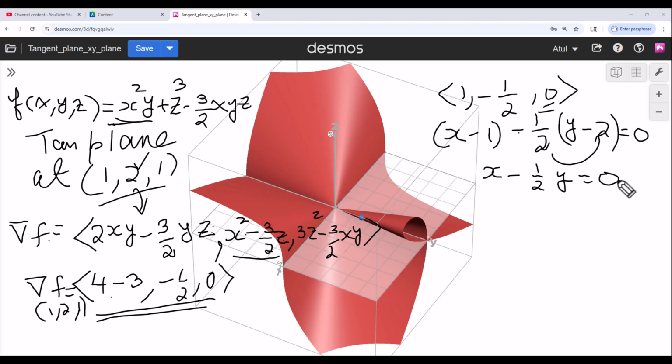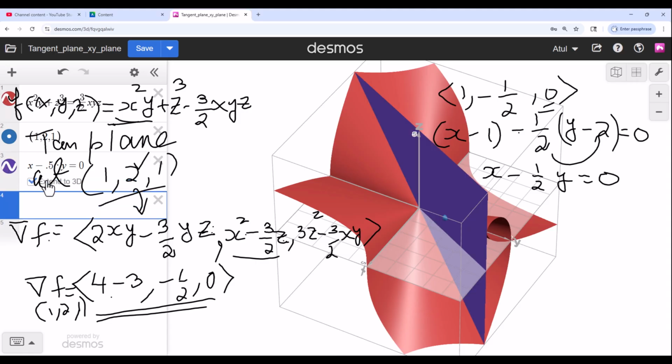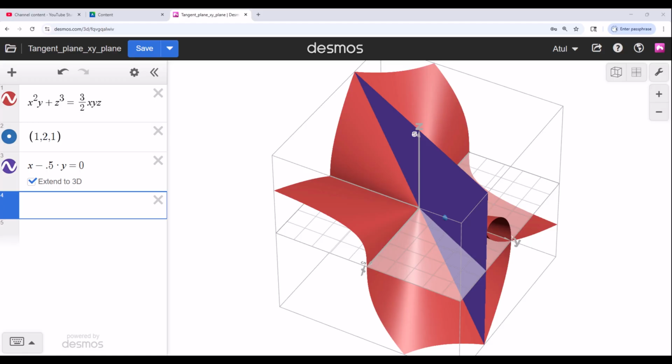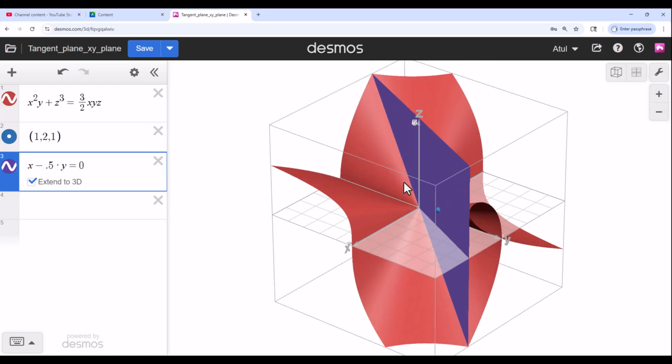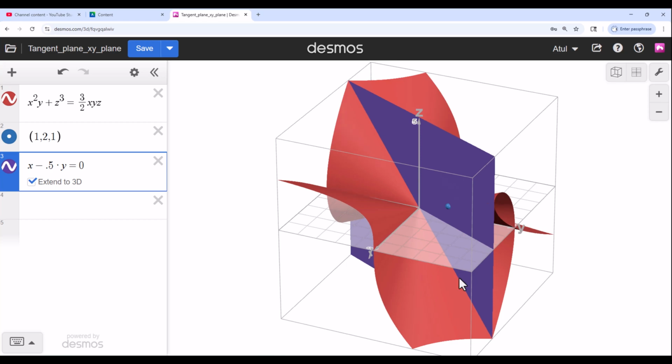So let's go ahead and plot this tangent plane here. I brought this back and wrote an equation for x minus 1 half y. Let me erase all this part here because we don't need it anymore. Okay, so what we get here is this. You can see the tangent plane is perpendicular to the xy plane. So z cannot be written as a function of x and y, and we cannot define z implicitly as a function of x and y in a neighborhood of this point.